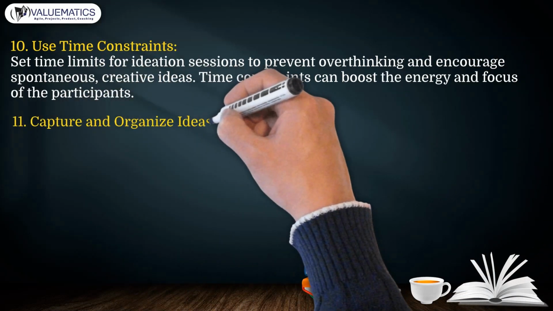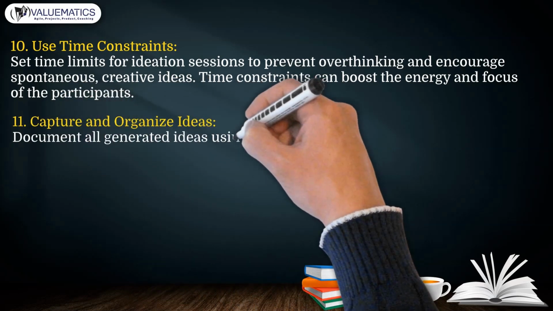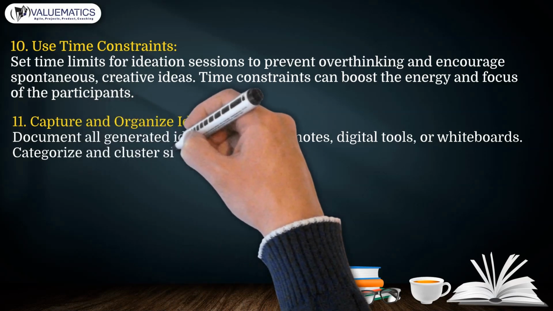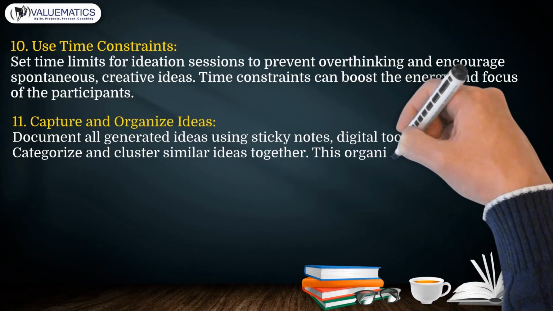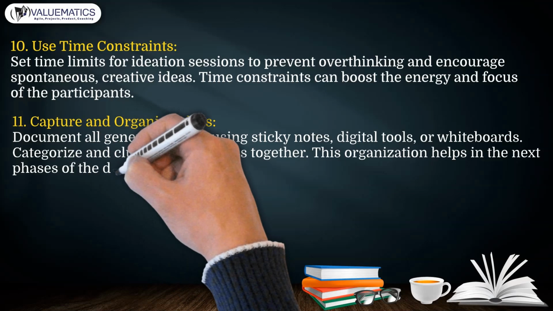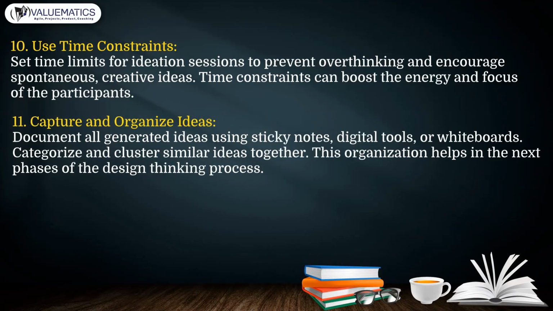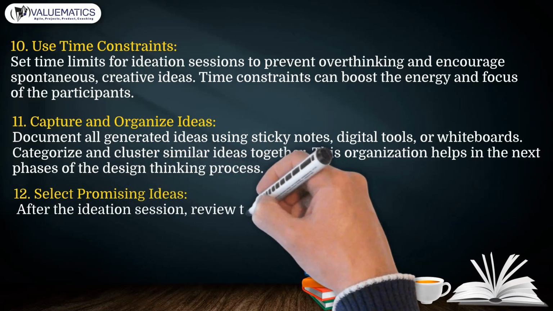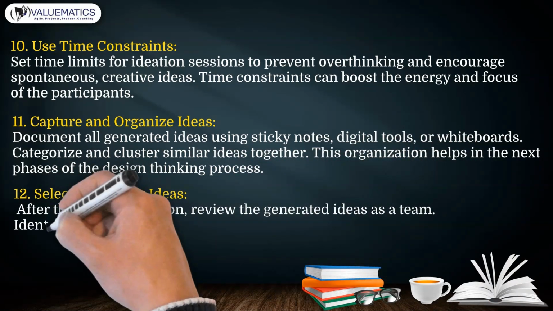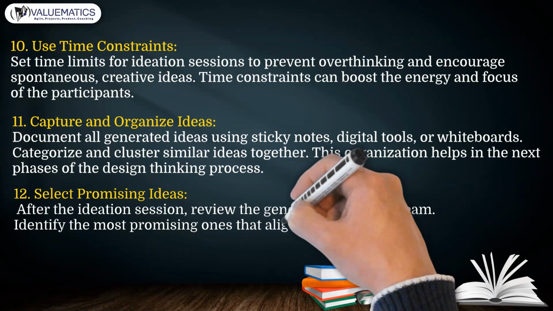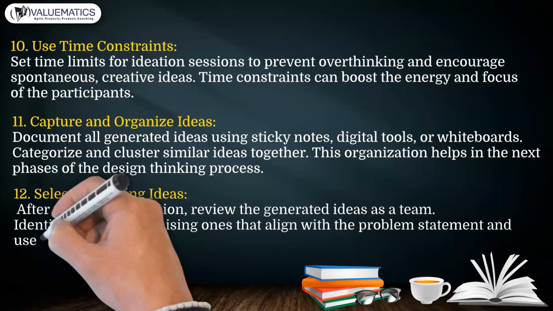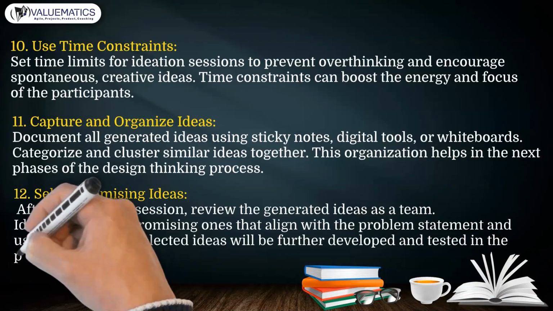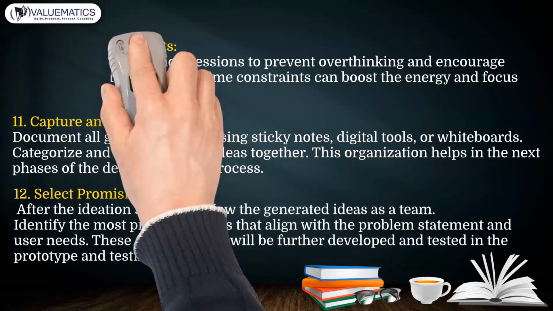11. Capture and organize ideas. Document all generated ideas using sticky notes, digital tools, or whiteboards. Categorize and cluster similar ideas together. This organization helps in the next phases of the design thinking process. 12. Select promising ideas. After the ideation session, review the generated ideas as a team. Identify the most promising ones that align with the problem statement and user needs. These selected ideas will be further developed and tested in the prototype and testing phases.